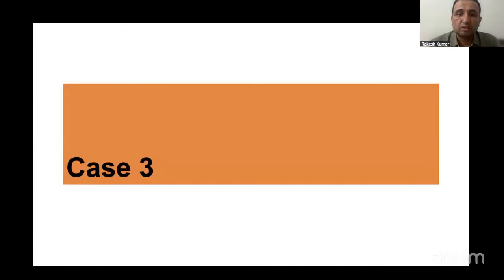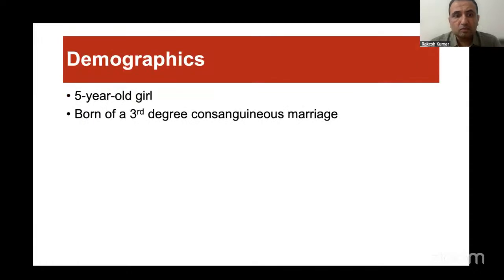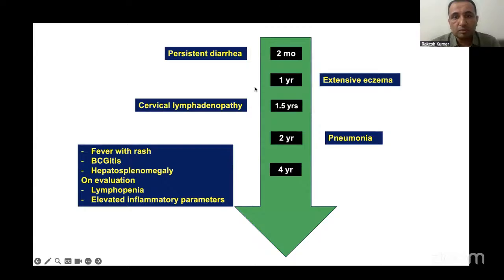This is case 3, a 5-year-old girl who was born of a third degree consanguineous marriage. She was symptomatic very early in life with persistent diarrhea. She had extensive eczema, cervical lymphadenopathy, pneumonia at 2 years of age, and at 4 years of age she came with fever with rash, BCGitis, hepatosplenomegaly, and on evaluation showed lymphopenia and elevated inflammatory parameters. So again, there are allergic manifestations, and there is some lymphoproliferation to suggest in this patient.